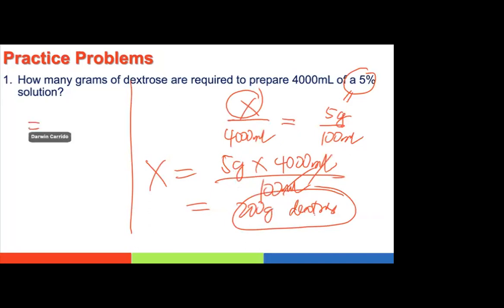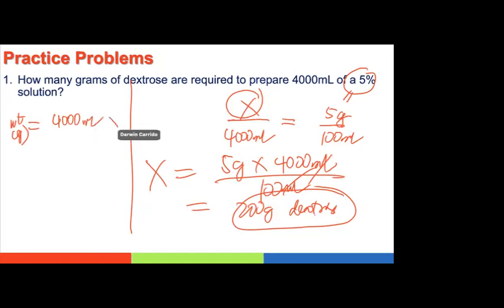Pagka dimensional analysis, anong meron sa problem? How many grams? Anong ibig sabihin nun? Isulat na agad weight in grams. How many grams of dextrose? Ano ang kailangan nating values? Ano yung given quantity? 4,000 ml. So we can use that as our starting number.